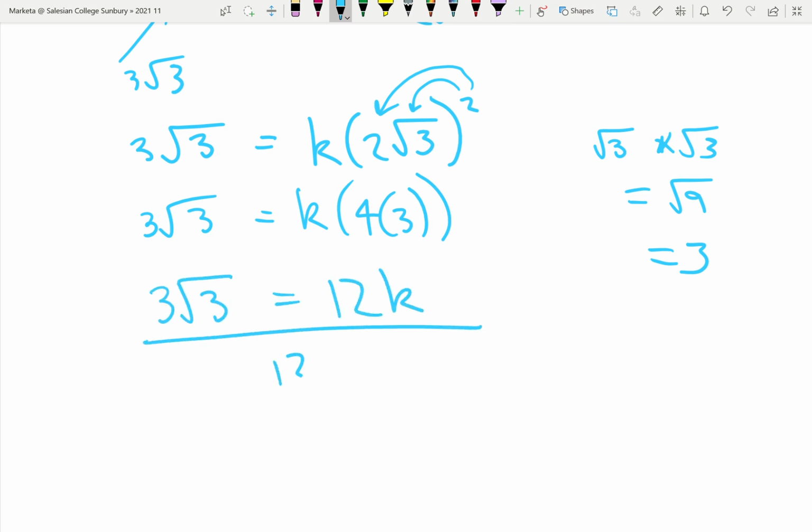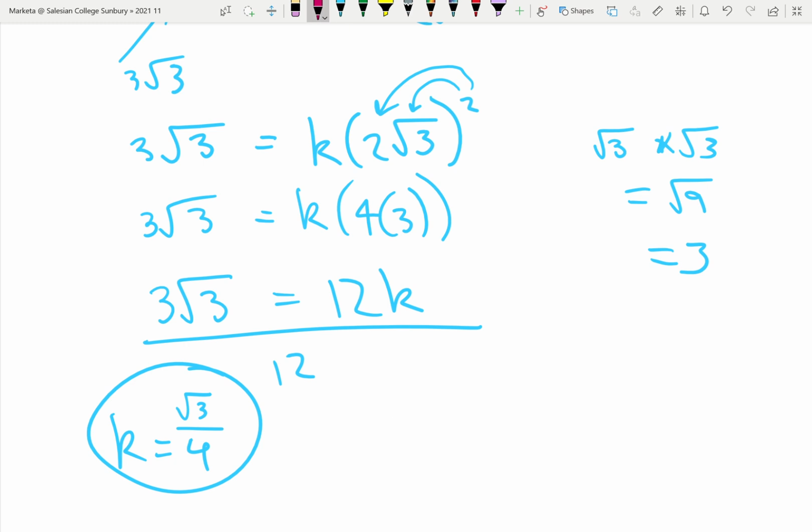Let's divide by 12 on both sides. And we get K equals 3√3 on 12. And of course we can divide the top and bottom by 3, which means this 3 will go, and 12 divided by 3 is 4. So our value for K is √3 over 4. And if you had got 4 over √3, for example, you'd want to rationalise the denominator. We don't, so we don't need to rationalise the denominator, but just in case.